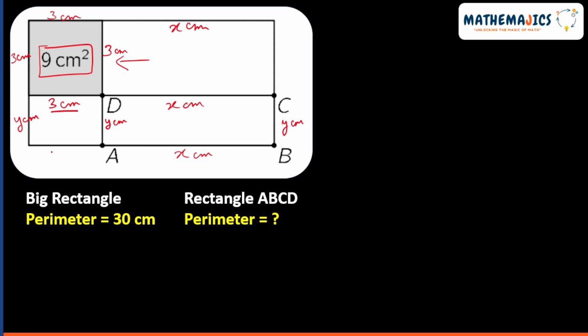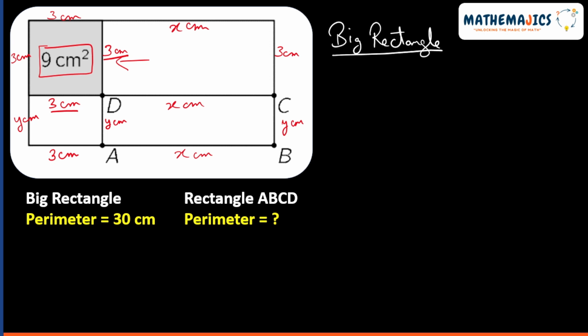If this is 3 centimeter, this part will also be 3 centimeter. Similarly, in this part, if this is 3 centimeter, this will also be 3 centimeter because this also forms a rectangle. Now, let's look at the big rectangle.